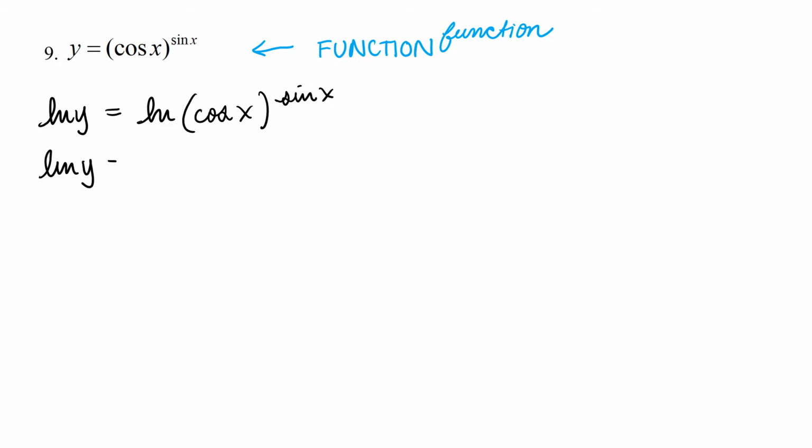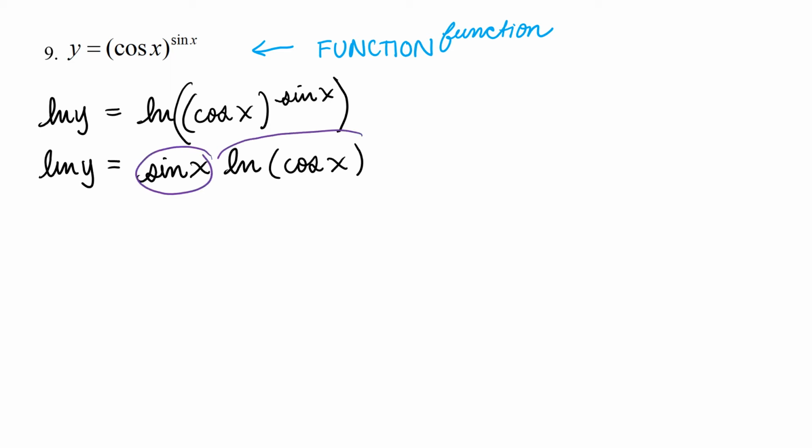So we have the natural log of y is equal to, well, the exponent inside that logarithmic function, if we want some extra parentheses here, is sine of x. So we can pull that out, and we have sine of x times the natural log of cosine of x, which looks much better, and we can actually take the derivative of this. We will, however, have a product, so we'll need to use product rule as we take this derivative.